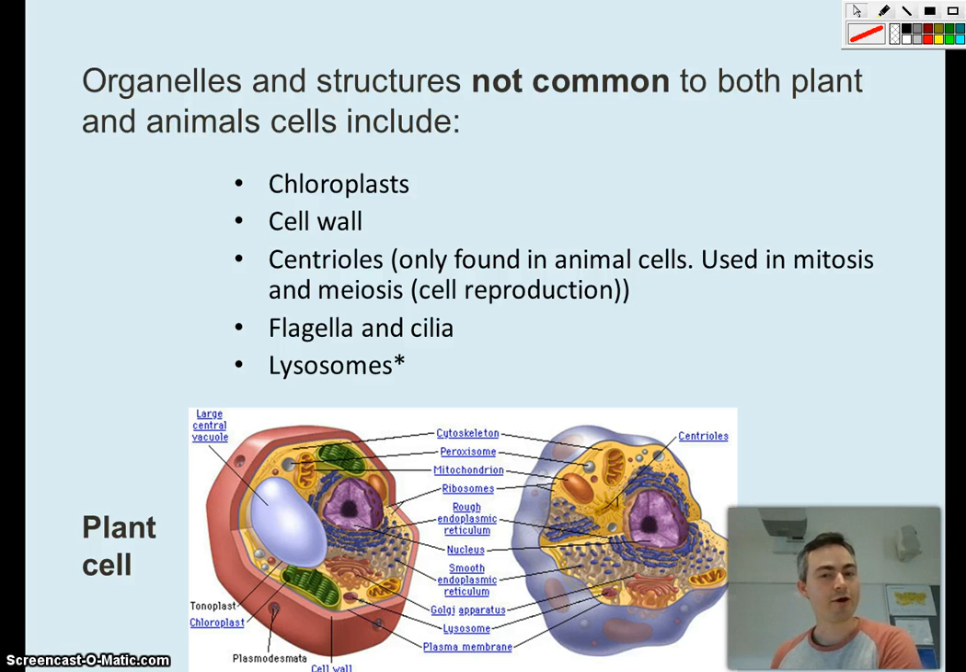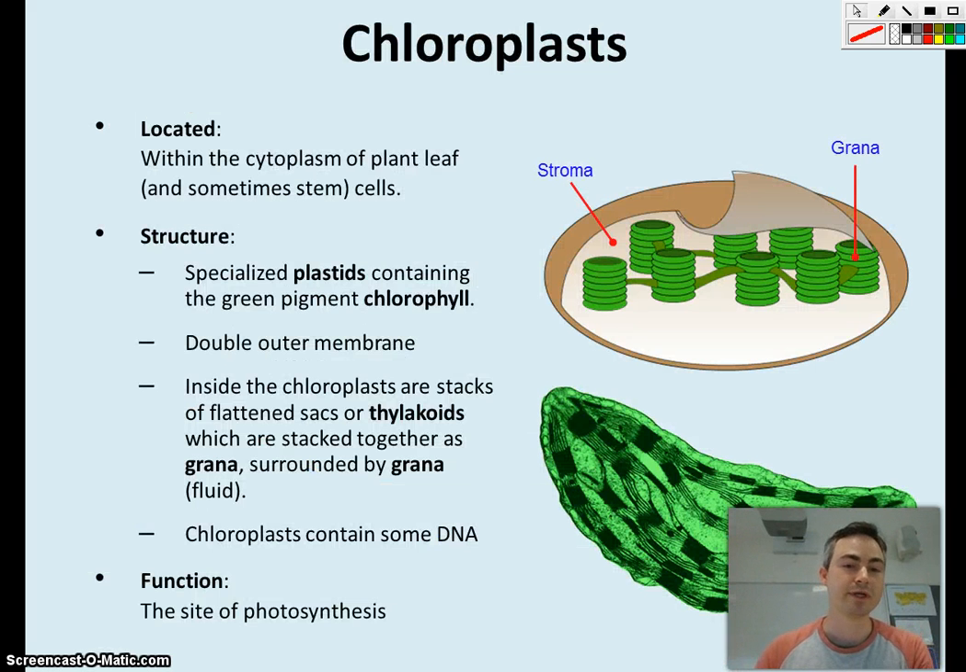So those things are common to all cells, or particularly to plant and animal cells. Things that aren't common to all plant and animal cells, things that we might find only in an animal cell or only in a plant cell, we need to know these distinctions. And some of them will be pretty obvious, like the first one here, the chloroplast. Only located in plant cells, not located in animal cells.